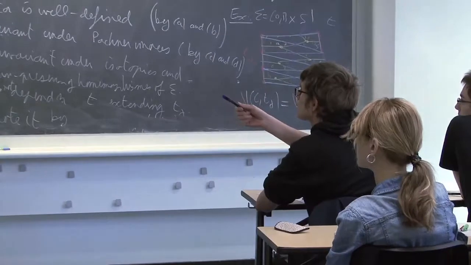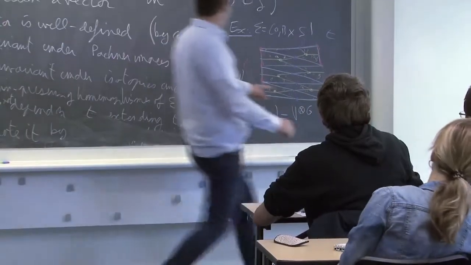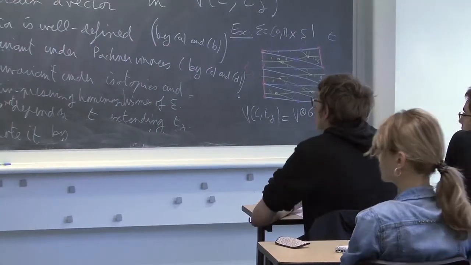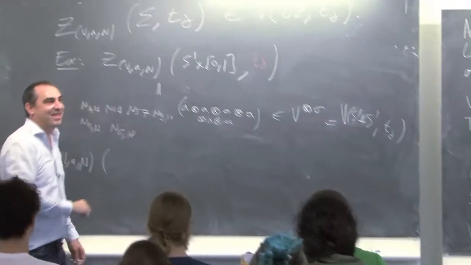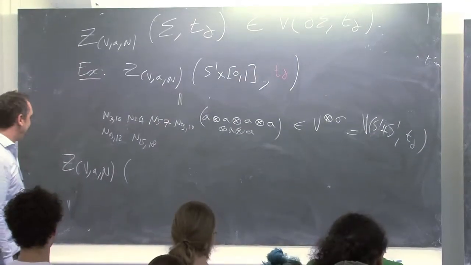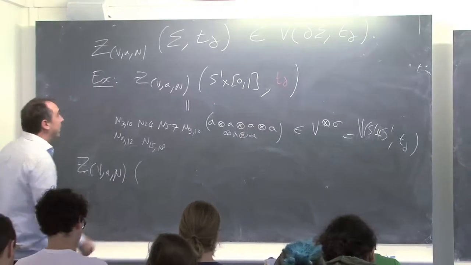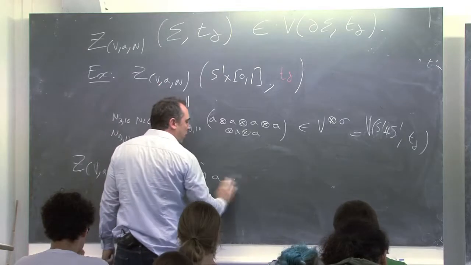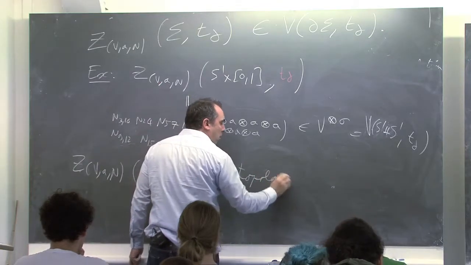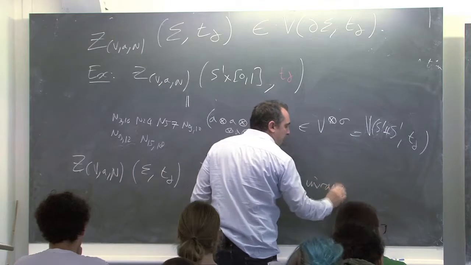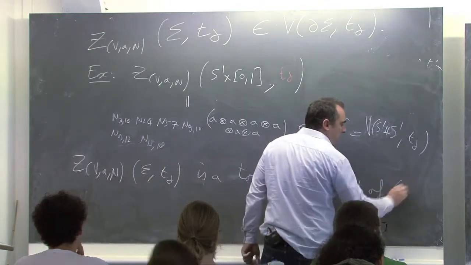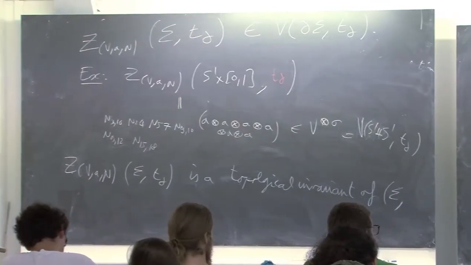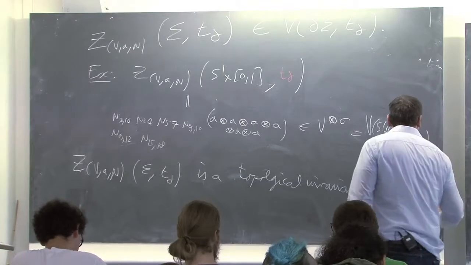Sorry, are there 4 A's or 6 A's in the bracket? 6 A's. One for each triangle. There are 6 A's. Okay. And of course, this is a topological invariant of the pair, the compact oriented surface, and a triangulation of the boundary.